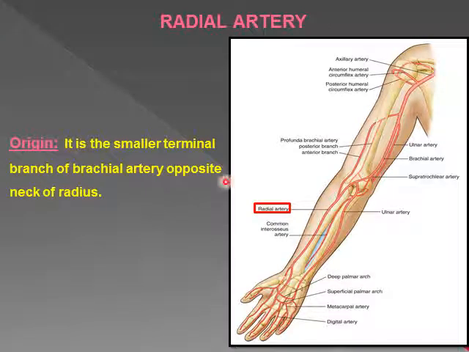Now we'll discuss the radial artery. It is the smaller of the two terminal divisions of the brachial artery, beginning opposite the neck of the radius as one of the two terminal branches of the brachial artery. Along its course, it descends on the lateral side of the front of the forearm till it reaches the lower end of the radius, where it curves backward on the lateral side of the wrist to reach the dorsum of the hand.